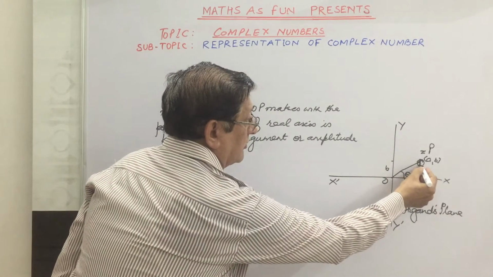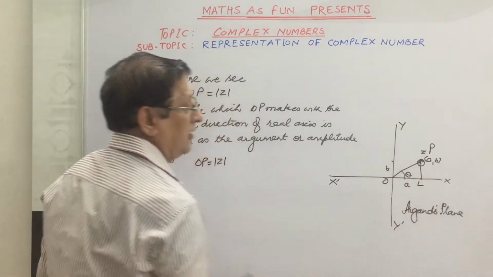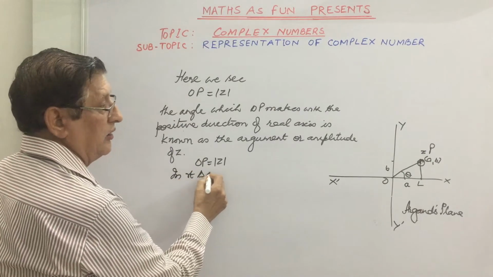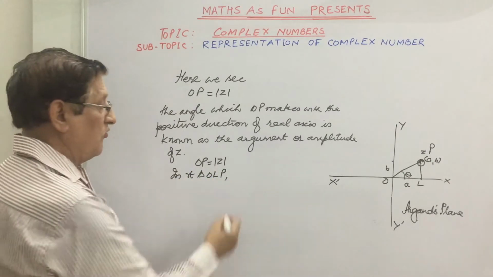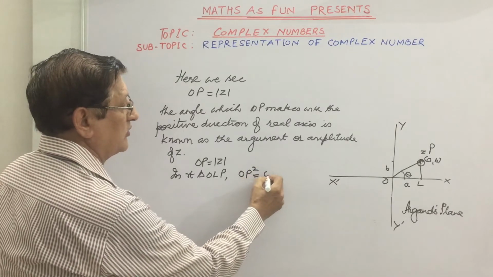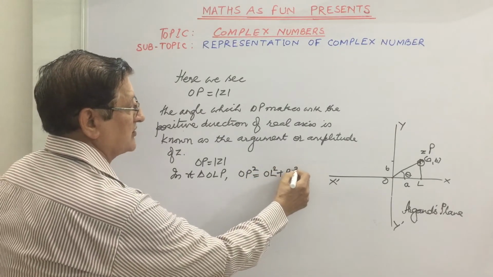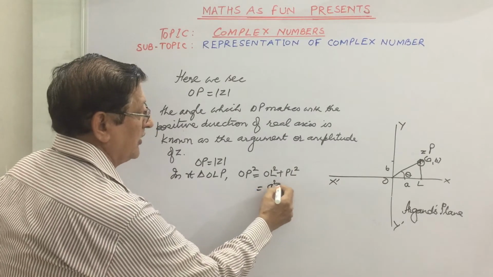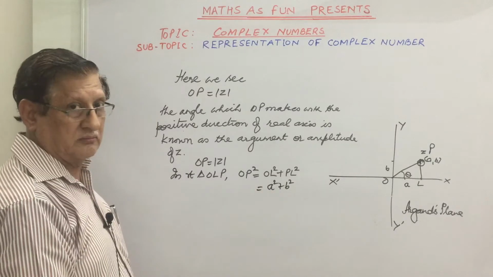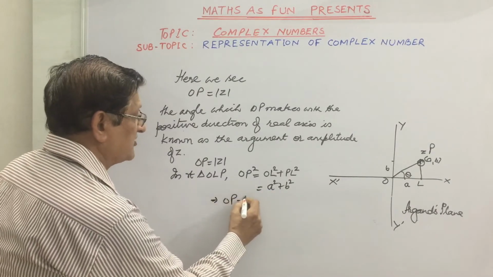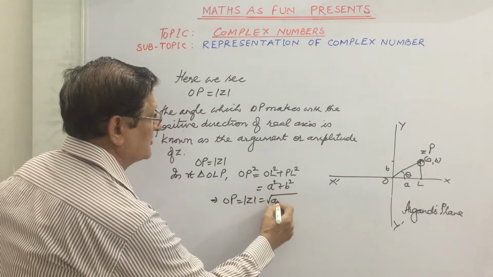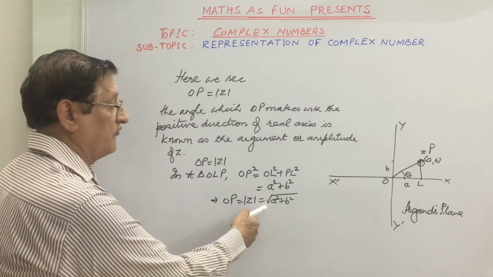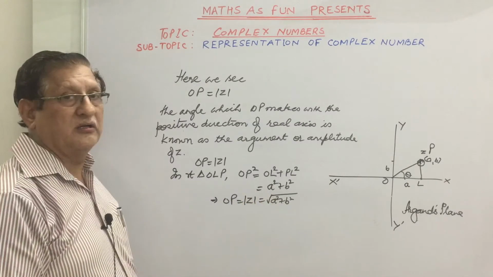If we draw a line here, suppose this is L. In right triangle OLP, we can find OP square is equal to OL square plus PL square. That is equal to A square plus B square. It means OP, which is modulus Z, is root of A square plus B square. That is the square root of the sum of the squares of the real part and the imaginary part.